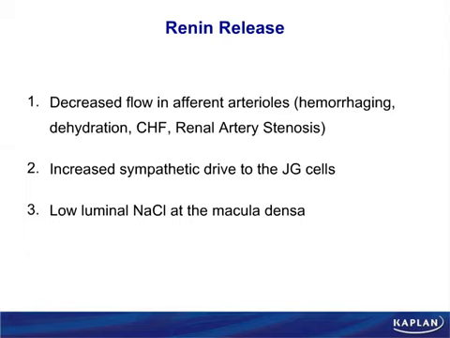Renin comes from specialized cells in the afferent arterioles, the juxtaglomerular cells, or we call them JG cells. 3 things. Decreased flow in the afferent arterioles will stimulate renin release. Clinical examples: hemorrhaging, severe dehydration due to diarrhea, vomiting, being lost in the desert. Low flow states like CHF. Patients with CHF have high renin secretion. Very commonly tested.